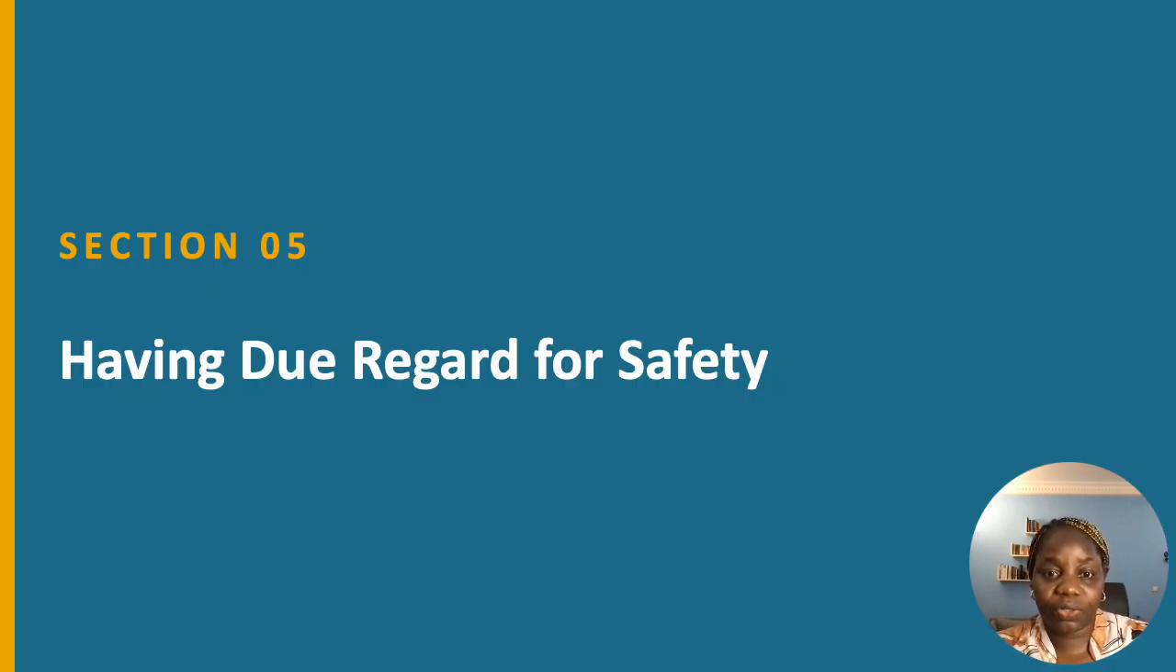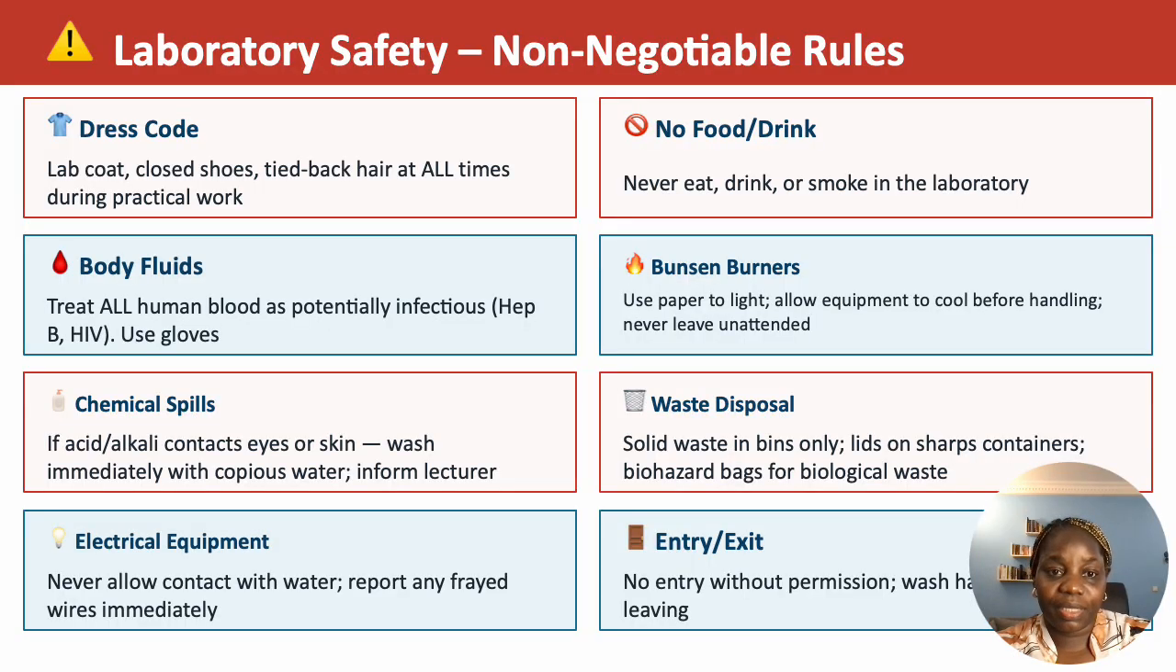So in the next section, having due regard for safety, always safety first. The lab is a safe environment, but only when everyone behaves responsibly. You need to be responsible. Let us go over the non-negotiable safety rules. Here are the rules. The dress code.